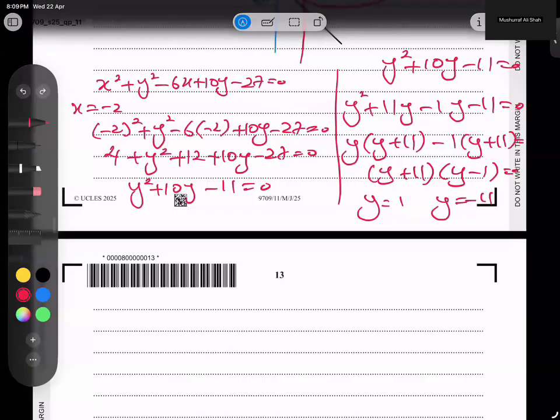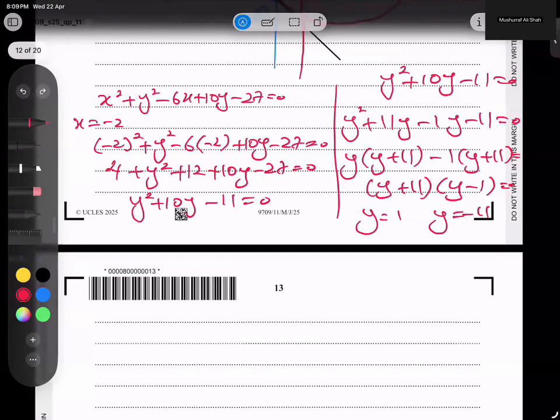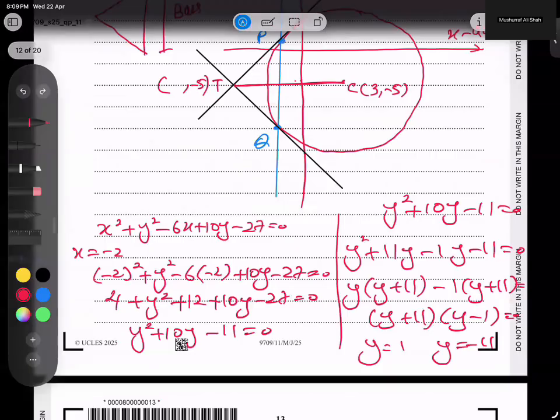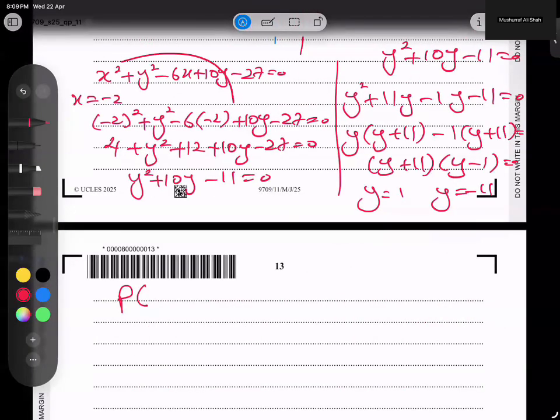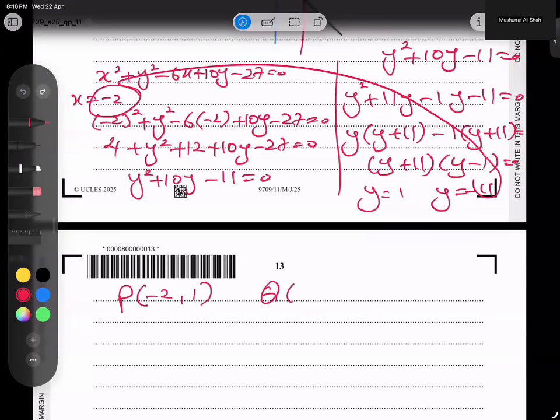So P is above. If I count P above, let me check in my diagram, P above. So the P coordinate turns out to be x value -2 and y value positive 1. And the Q coordinate I can take from here: x value -2 and y value -11. I think it's clear. So I got up till here very clear.